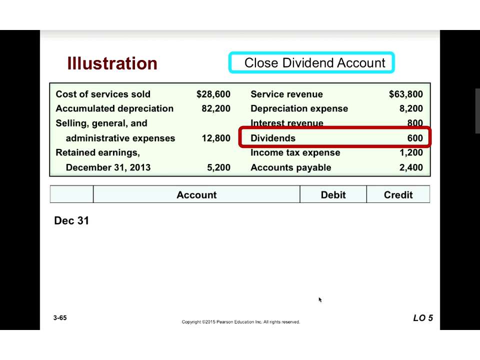So to close dividends, dividends has a normal debit balance, so we're going to credit dividends to wipe it out to zero, and we're going to debit retained earnings. So we're going to debit retained earnings, credit dividends, and that will be our closing entry for dividends.